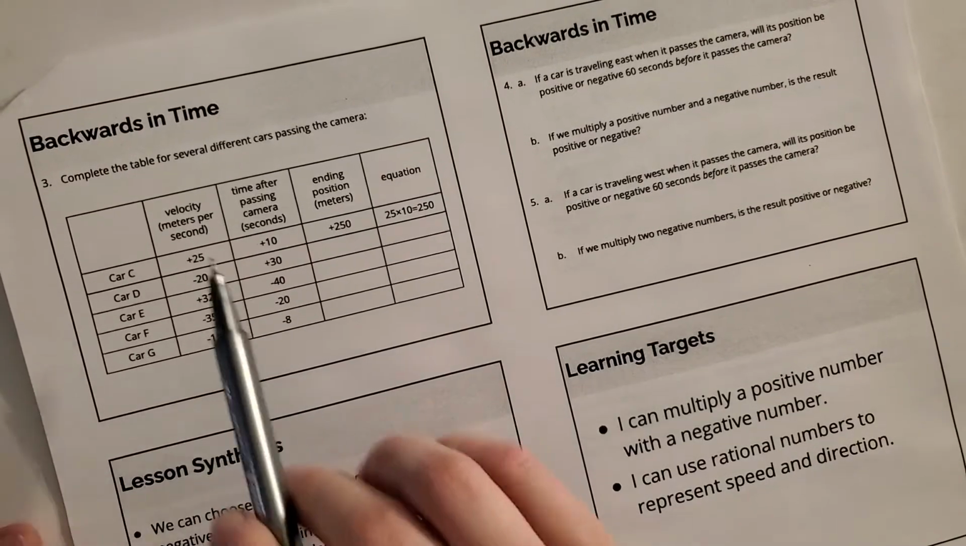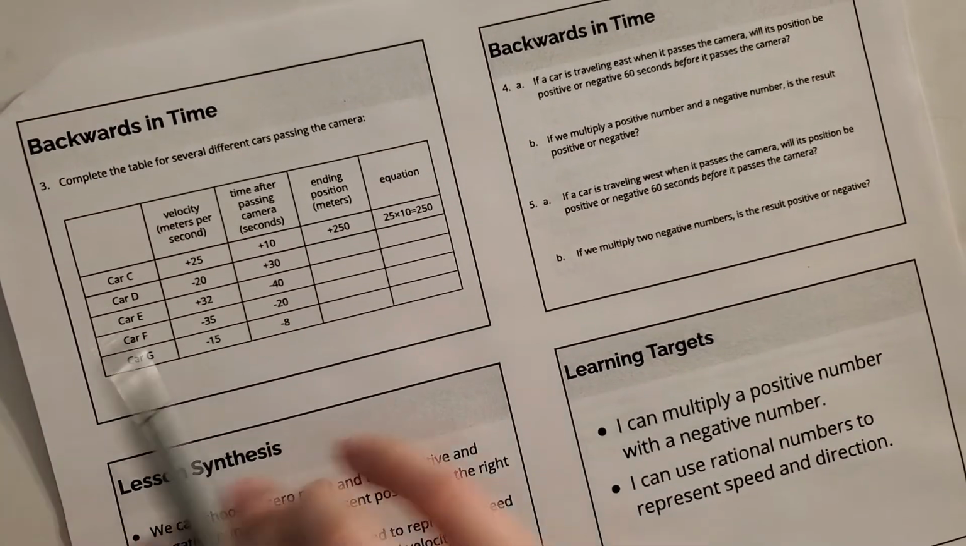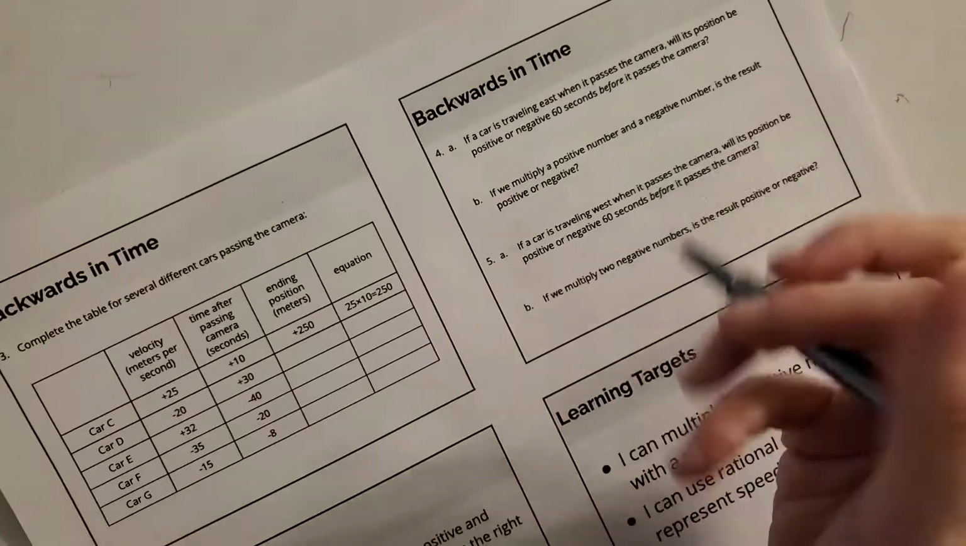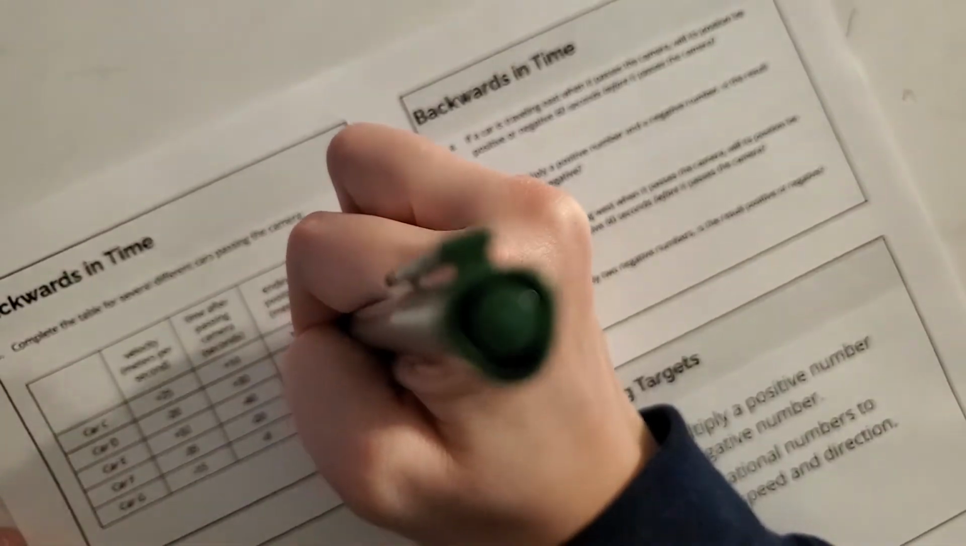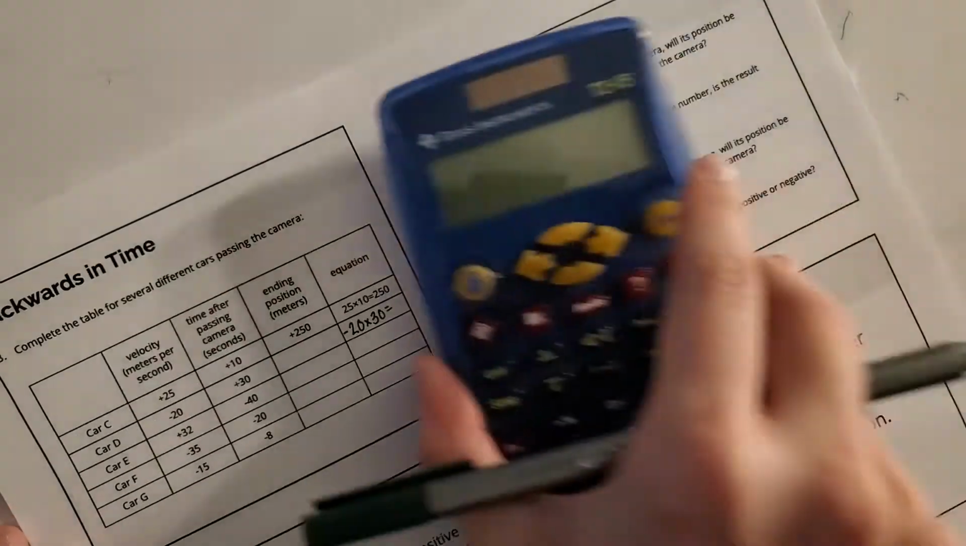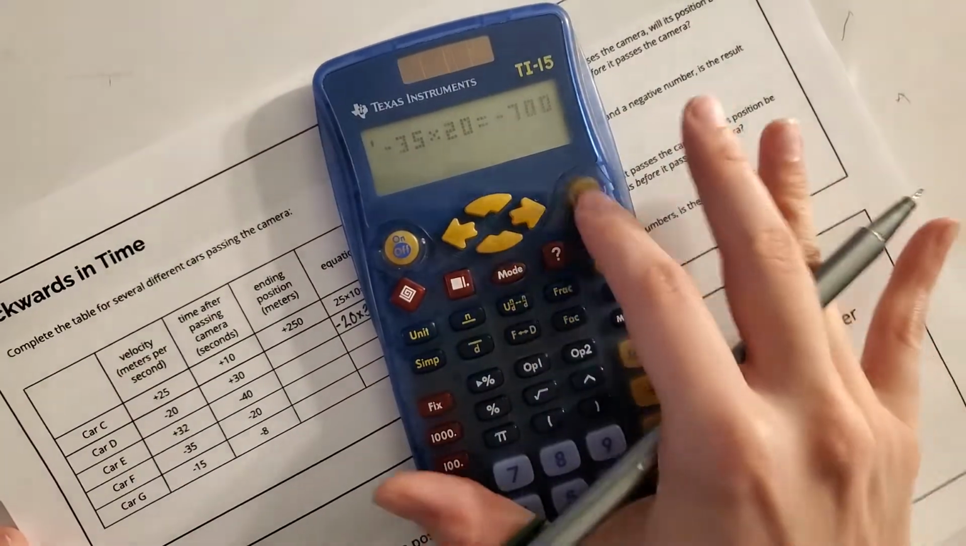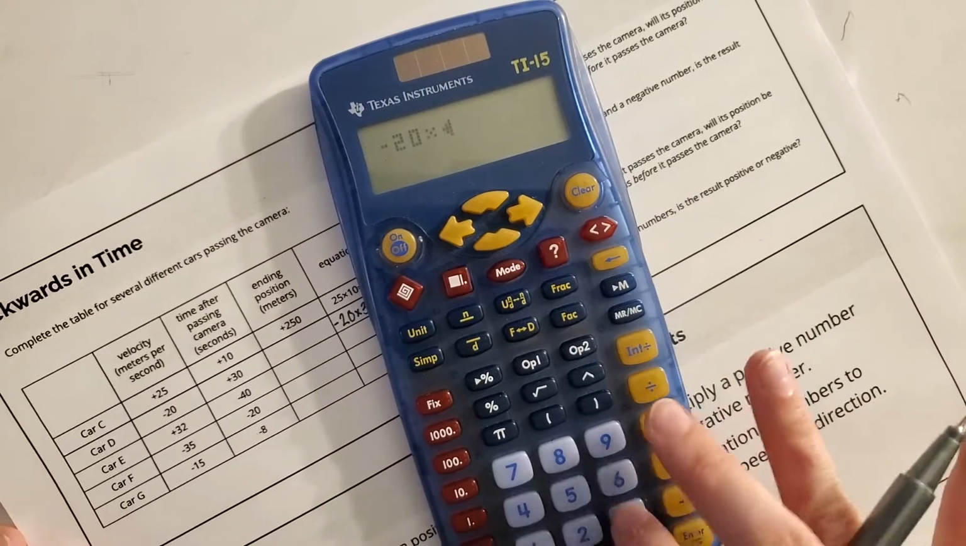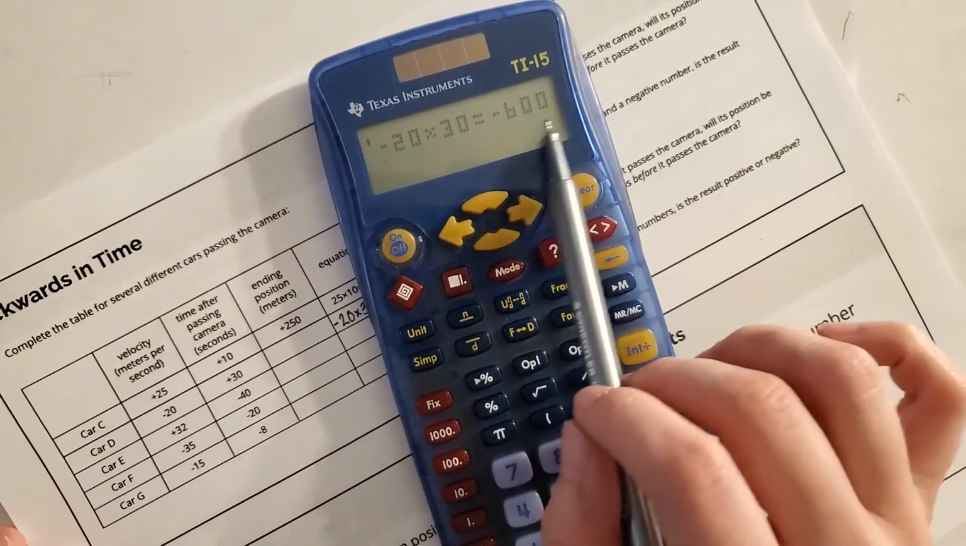So now the velocity is a negative 20 and the time after passing the camera in seconds is a positive 30. So our equation would be negative 20 times positive 30, which is going to give me a negative 600.